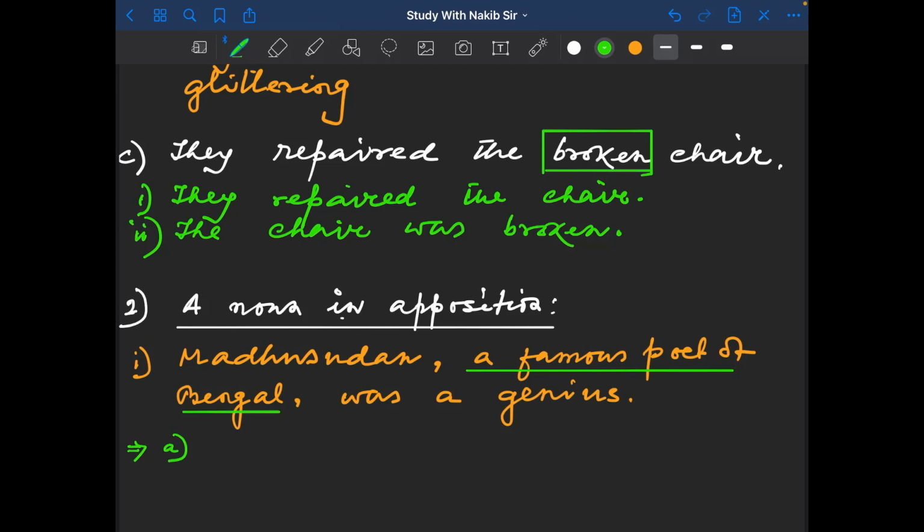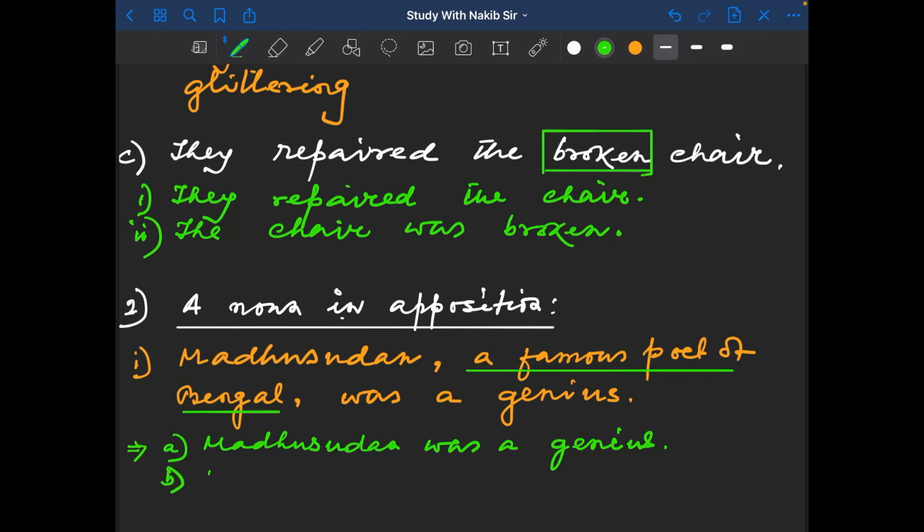Number 1, Madhusudan was a genius. Okay, now a famous poet of Bengal, noun in apposition, is there waiting. With this we will make a sentence, and look at the verb. The verb is was, so it will also be past tense. So he was a famous poet of Bengal.